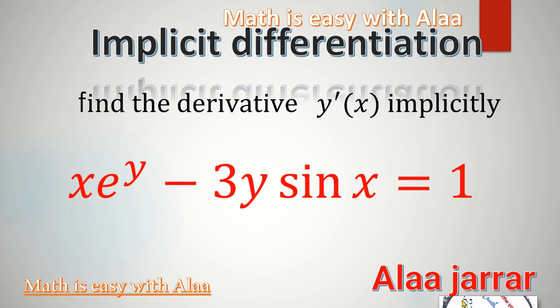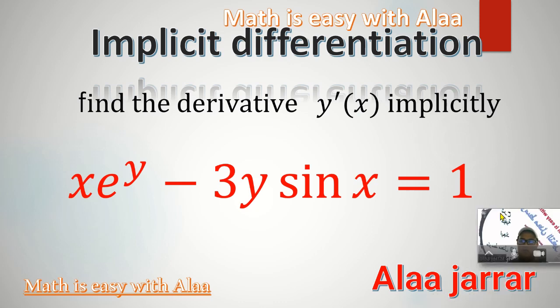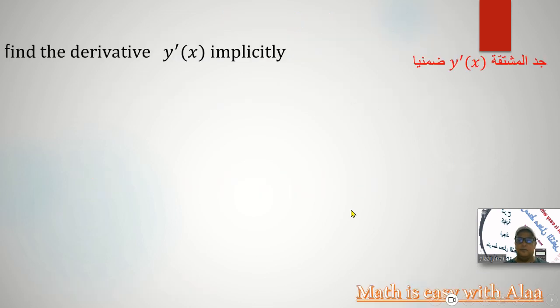How can we find the derivative of x e to the power y minus 3y sine x equal 1? What we will do here, let's start. Now, we have x e to the power y. This is two functions, so we will use the product rule. This is the first function, and this is the second function.